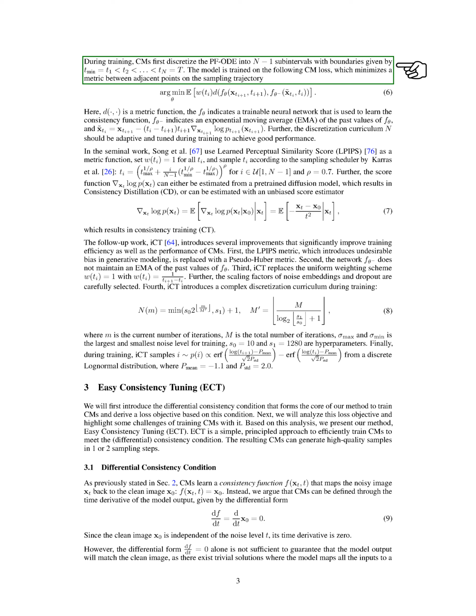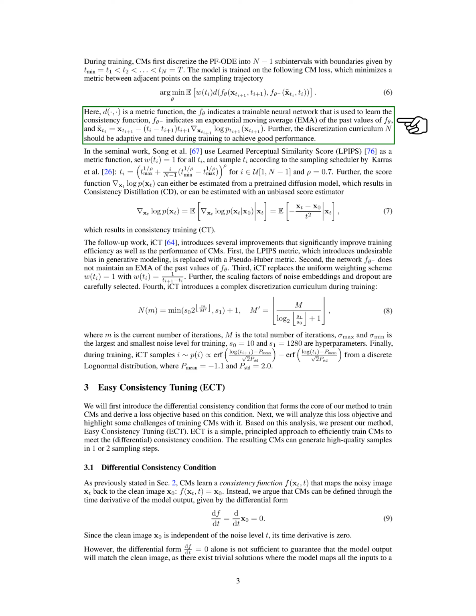Experiment details. During training, CMs divide the probability flow ODE into N-1 subintervals with boundaries at t_min equals t_1 less than t_2 less than ... less than t_N equals T. The model is trained using a CM loss that minimizes a metric between neighboring points on the sampling trajectory. This loss involves a metric function d(·,·), a trainable neural network f_theta to learn the consistency function, an exponential moving average f_theta^- of past f_theta values, and a calculation involving the image data.